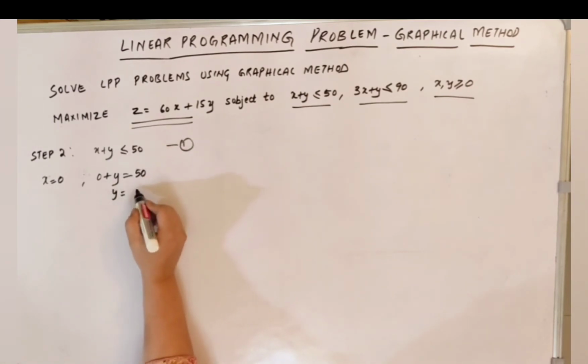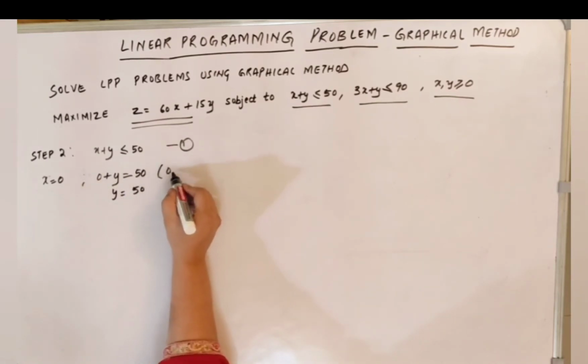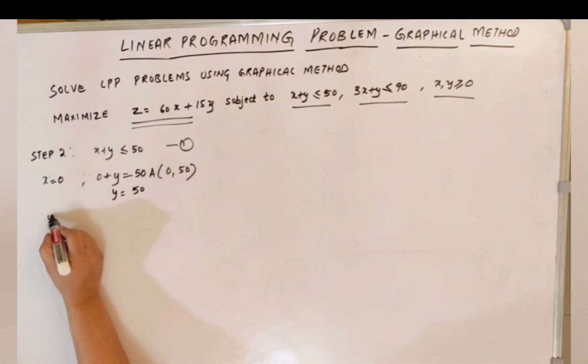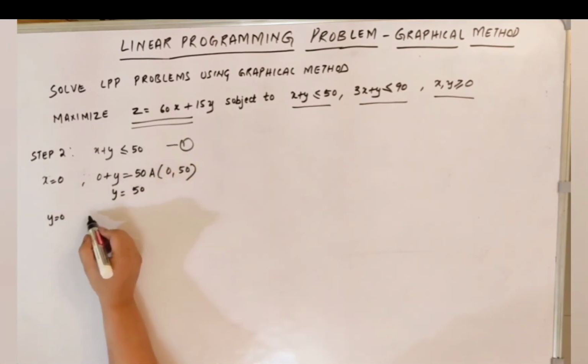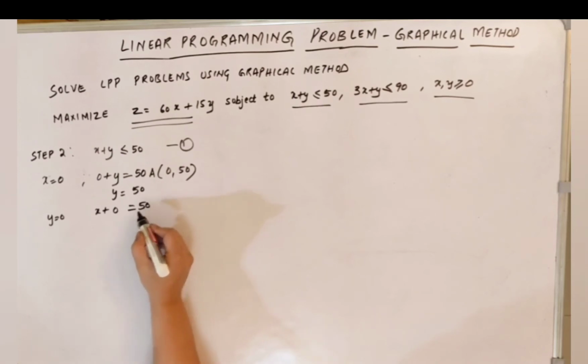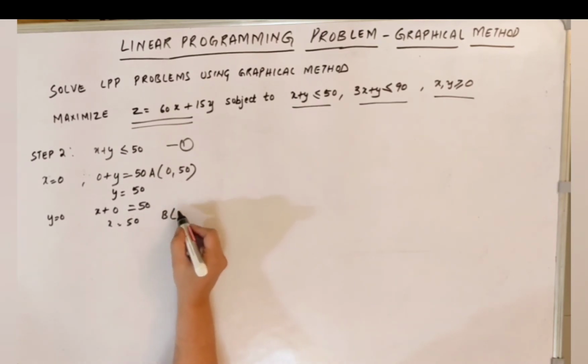So this will become 50. So when x is 0, y is 50. So what is the first point we have? 0 and 50. Let's name it as A. Now let's take y is equal to 0 for the same constraint and substitute. So x plus y, where y is 0, is equal to 50, which means x is equal to 50. So we get the point, let's name it as B. We'll get it as 50, 0.